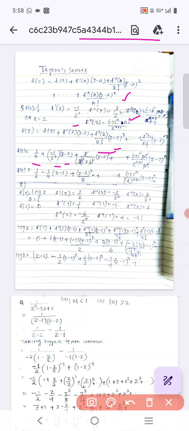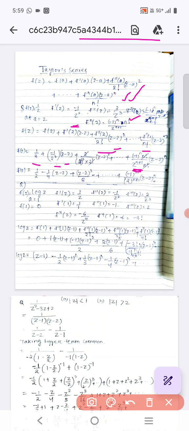Here 2 by z cube it is, so in place of denominator we will write z to the power n plus 1. So in place of the nth derivative of f at 2, we will write minus 1 to the power n into n factorial by z to the power n plus 1, and by putting the formula z minus a, that is z minus 2 to the power n by n factorial, n factorial will cancel out, and we will get the required series of f of z about point 2.